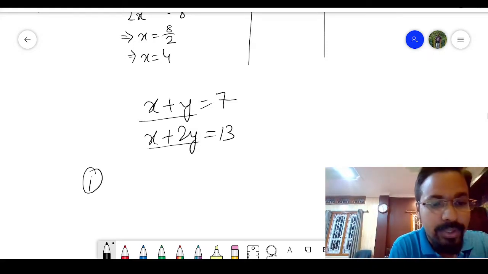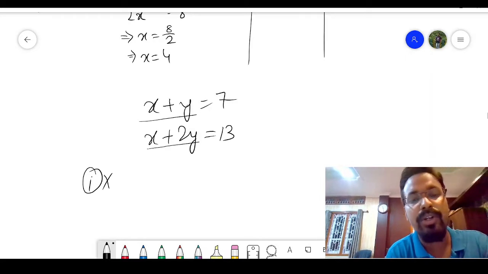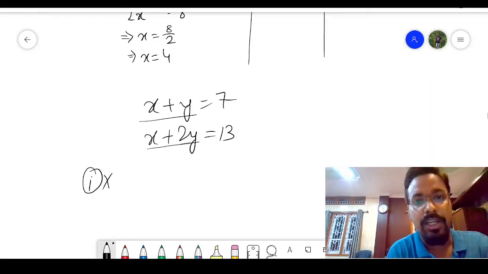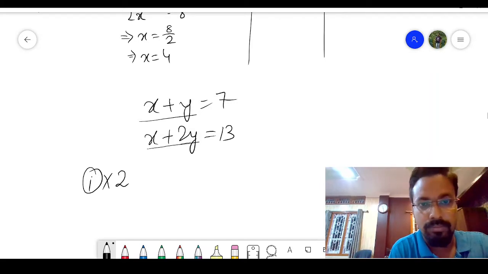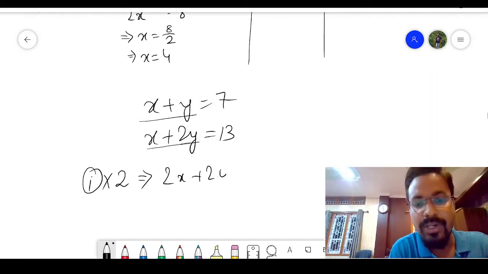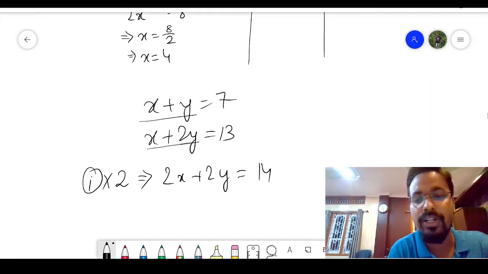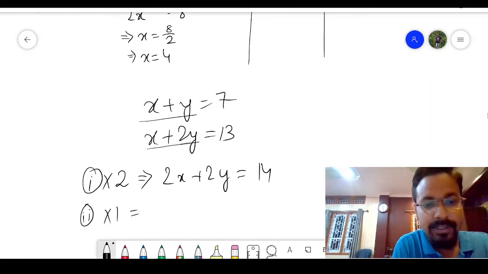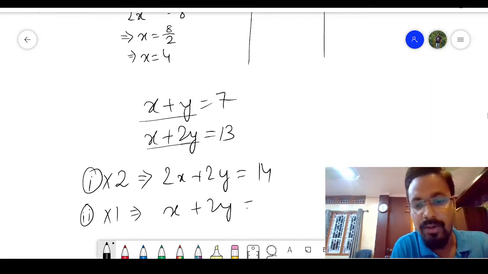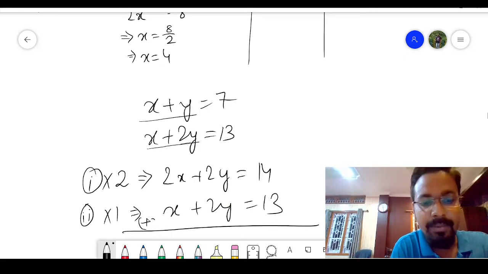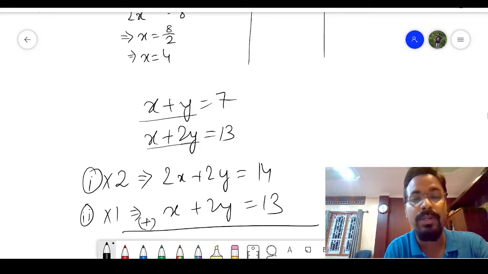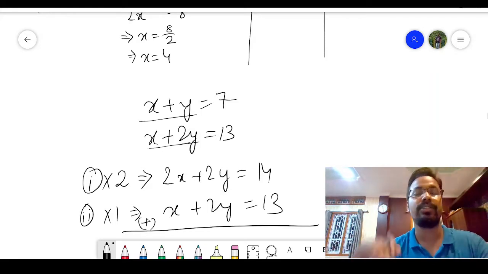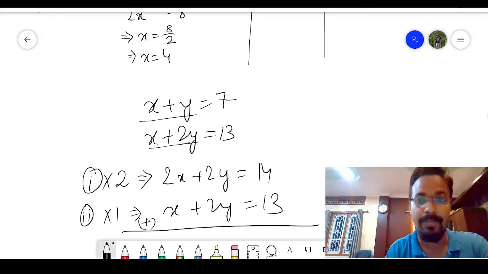So obviously equation number 1, if we multiply by 1 it will remain x plus y, and here we have 2y. So let's multiply it by 2. Then what do we get? We will get 2x plus 2y equal to 14. Okay, and if we keep number 2 the same, then we get x plus 2y equal to 13. Now if I want to add them, I will not eliminate anything, because 2y plus 2y is 4y, 2x plus x is thrice x. We get a new equation in two variables.